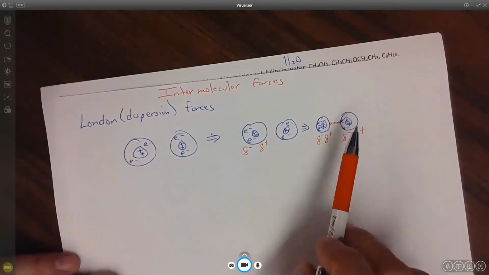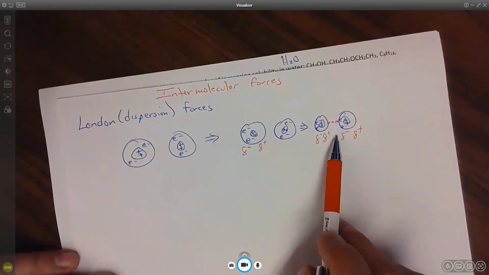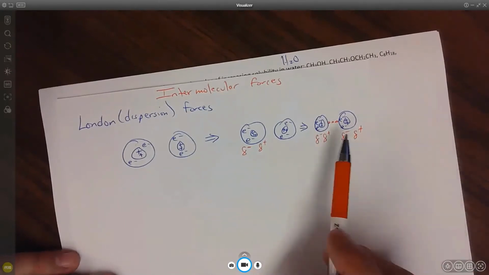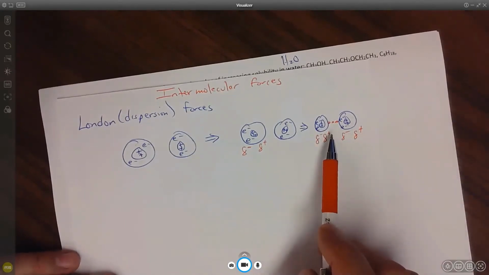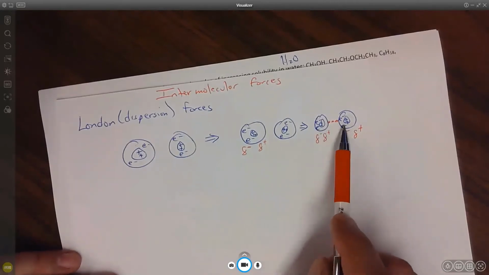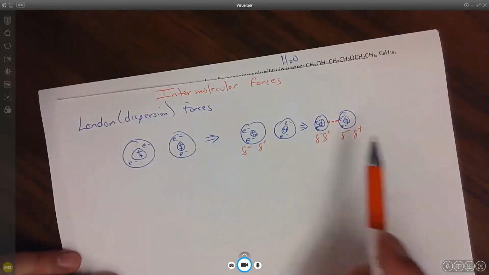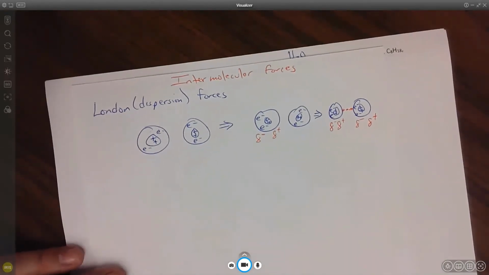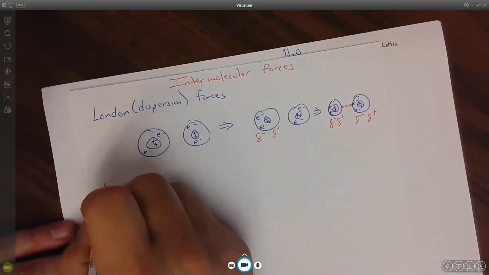And these increase with increasing mass of your atoms or molecules. Well, why is that? Because as you increase the mass, basically what you're doing is increasing the number of protons and electrons, which means the bigger difference in charges that you can get, which means a stronger interaction between the two. But again, these are the weakest of the intermolecular forces. Then you have dipole-dipole interactions.